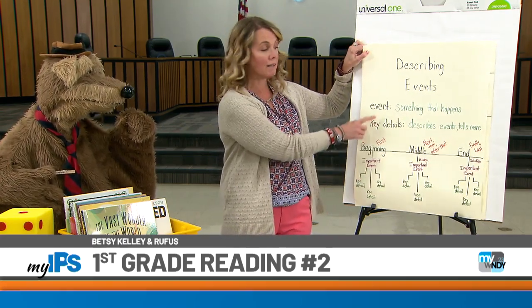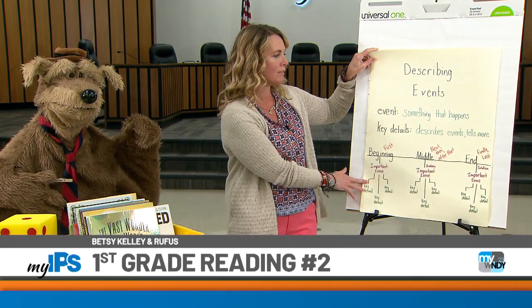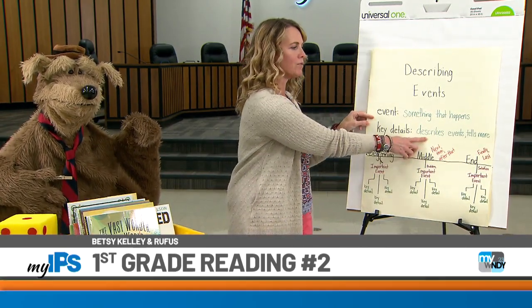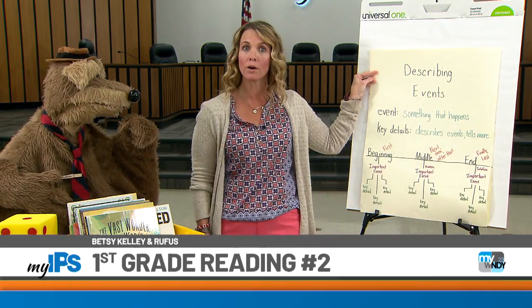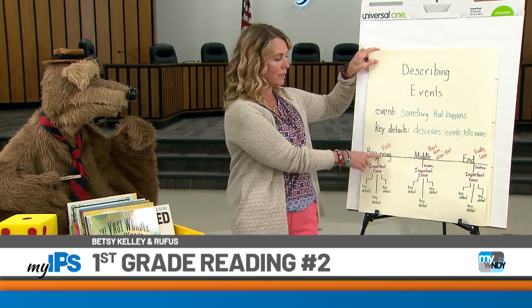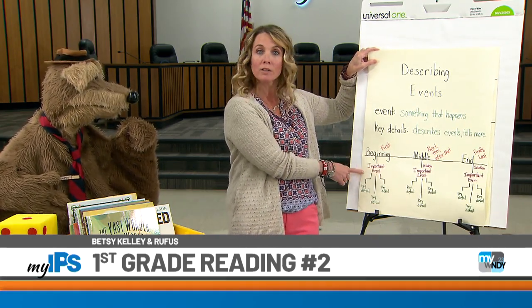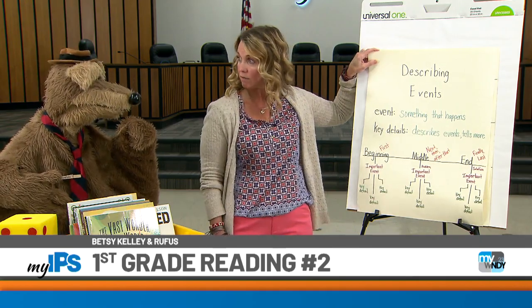So this side of the poster just kind of talks a little bit more in depth about describing events. An event is something that happens in the story. And then each event has key details, or things that really describe it or that tell more about the event. When you're retelling a story, you start at the beginning, and when you say it, you might use words like first, and then you're going to say the important event that happened and then the key details that follow.